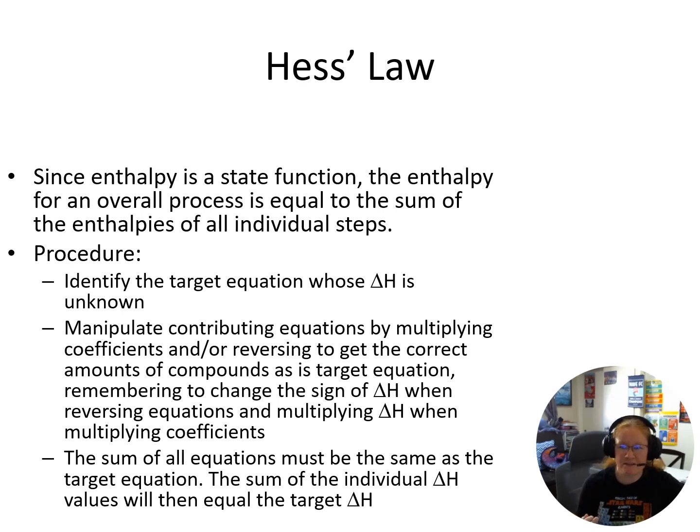So what we're going to do is we're going to look at these individual steps. Again, state function, path independent. So it doesn't matter if I took 2 steps or 12 steps or whatever to get there. What matters is that I got to that final state. So what we do is we identify our target equation. We're going to manipulate our stepwise equations so that they will sum up to our target equation. And then all we have to do is sum up our delta H.